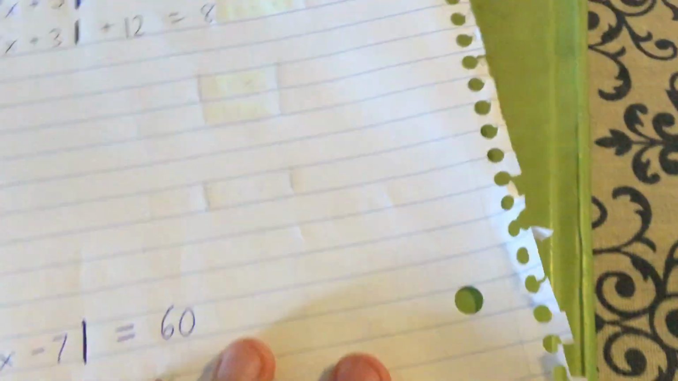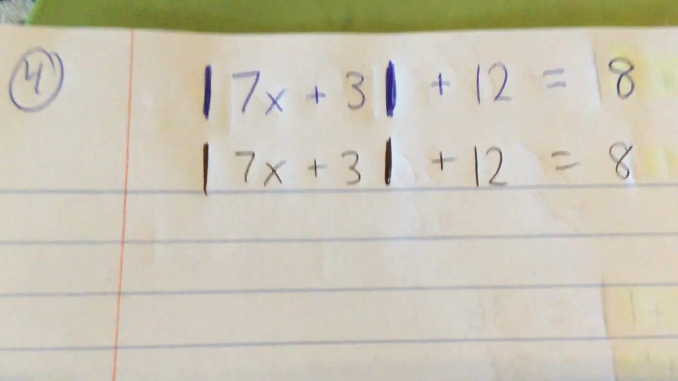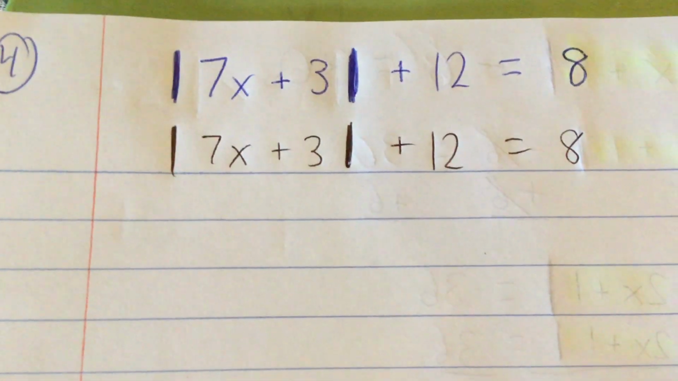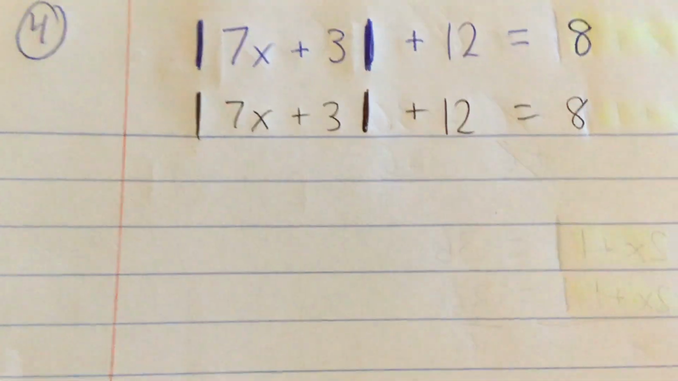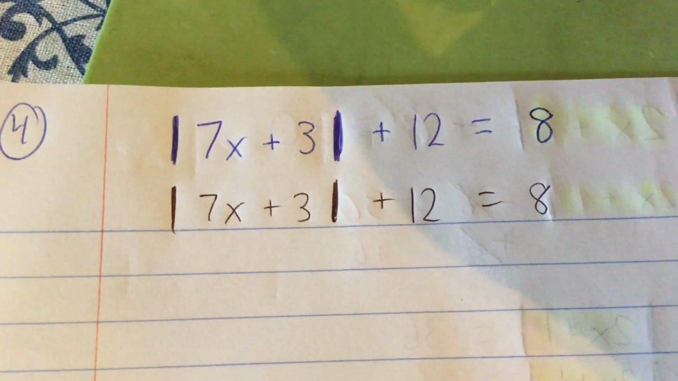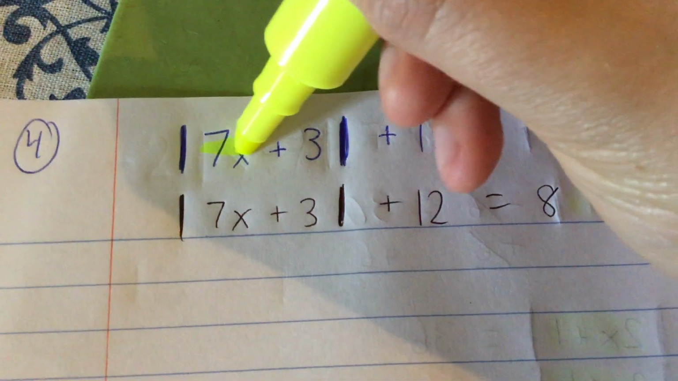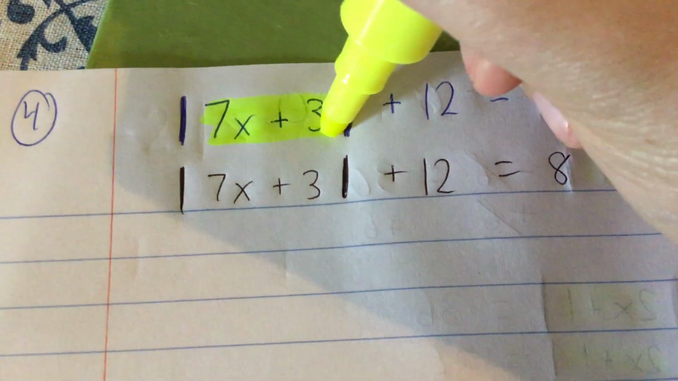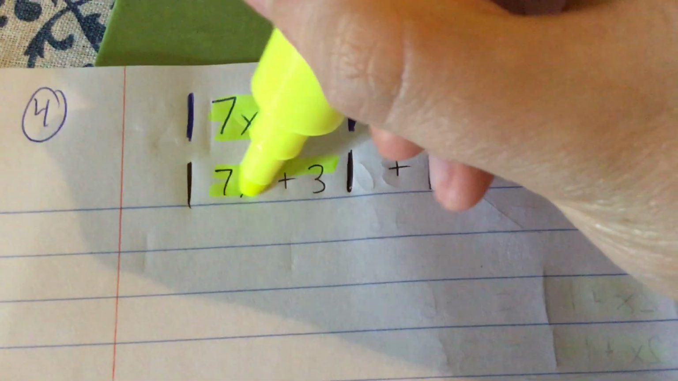Okay, turn it around. Let's see if we can do this problem. The absolute value of 7x plus 3, plus 12, is equal to 8. So are the bars isolated? No, the bars are not isolated. So I'm going to see what I can do to get the bars isolated. So I'm just going to target it for now.